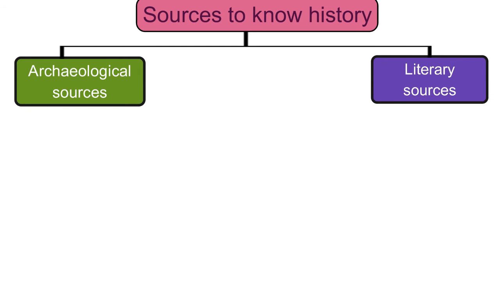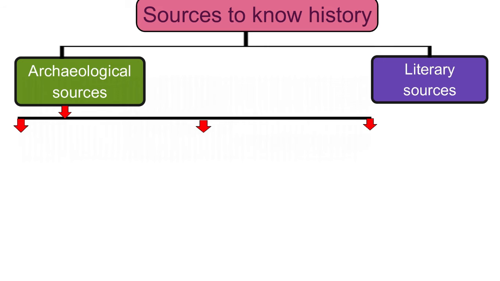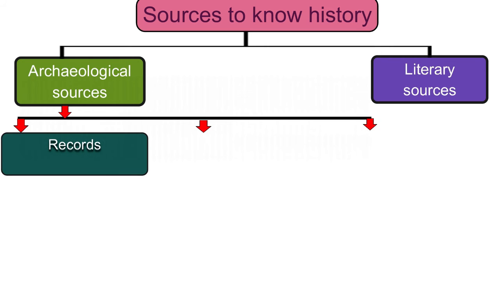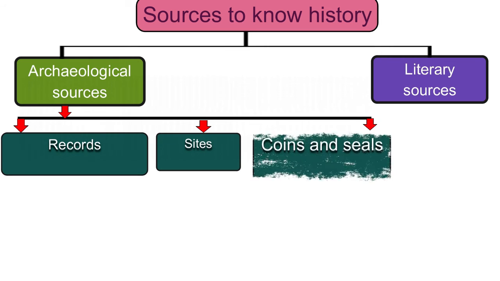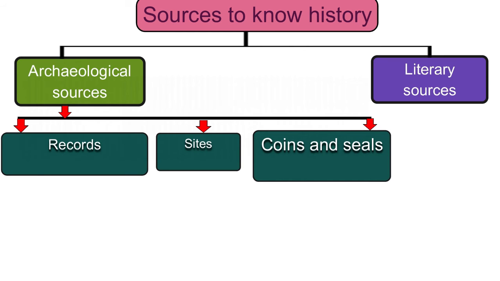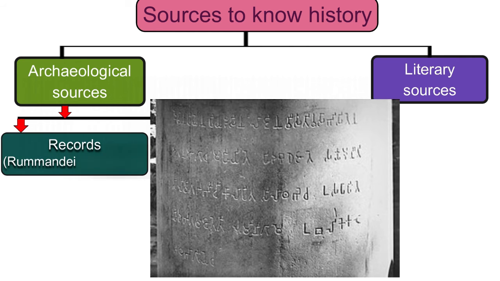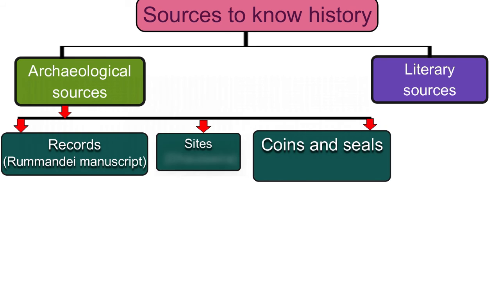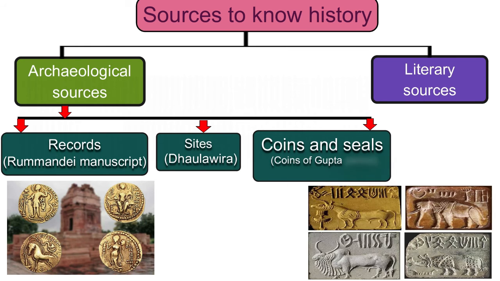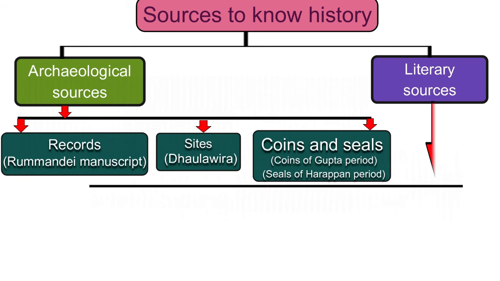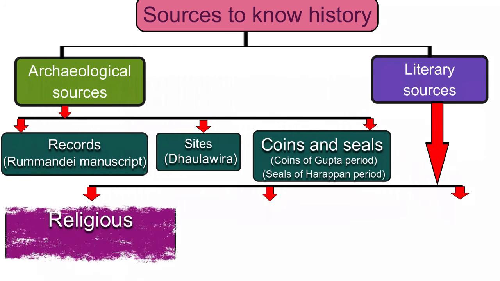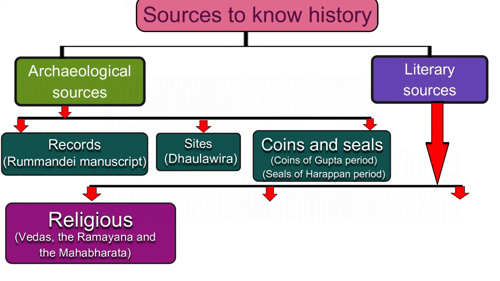Archaeological sources are divided into three categories: records, archaeological sites, and coins and seals. Records, for example, Ramandei manuscript of Ashoka period; archaeological site of Dholavira; coins and seals, coins of Gupta period and seals of Harappan period.